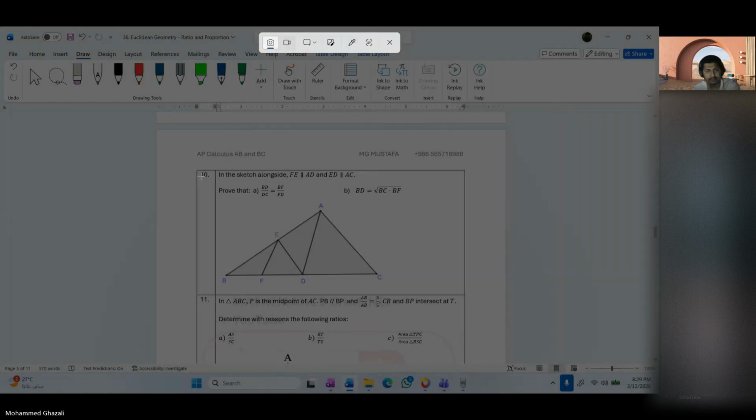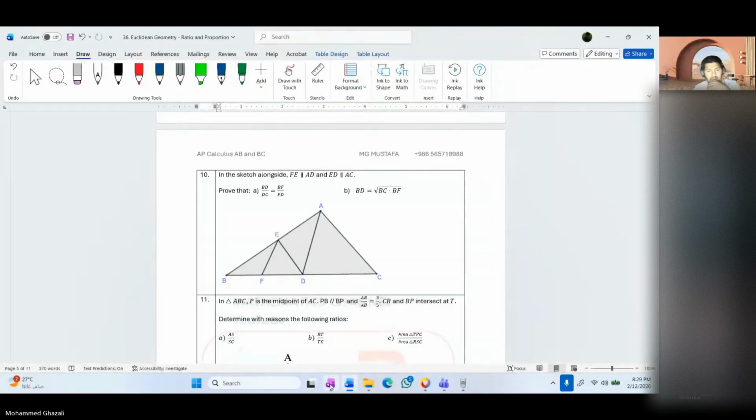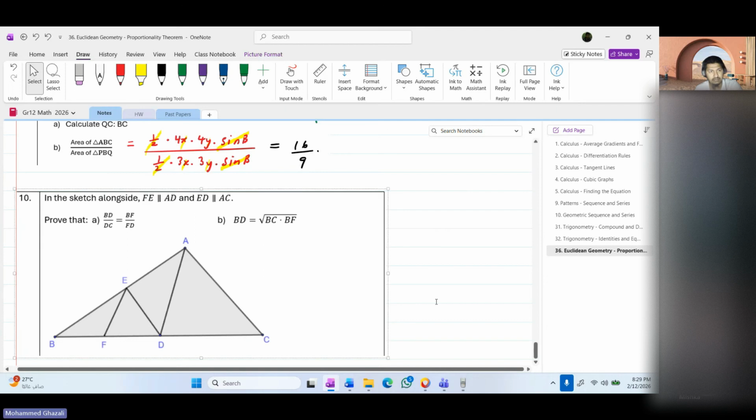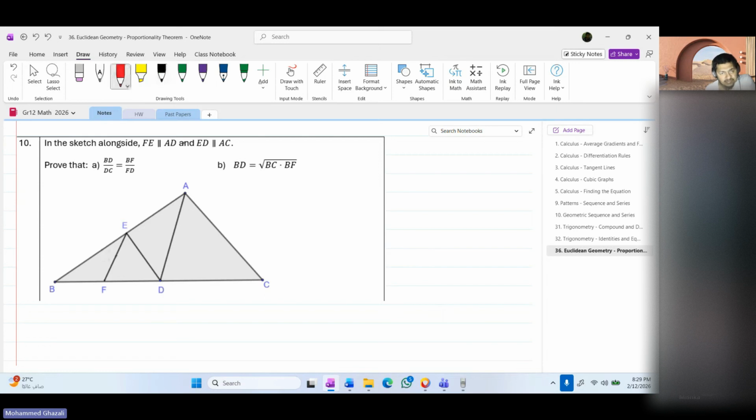Next question. As you can see, the problems are getting a little bit more challenging, especially this one. Let's see if it's a challenging problem. We don't know. So let's see. FE is parallel to AD, and we've got ED parallel to AC. I've already color coded it for you so you know exactly which triangles are which, for the proportionality theorem. The two green ones, the two red ones. Is there a third?